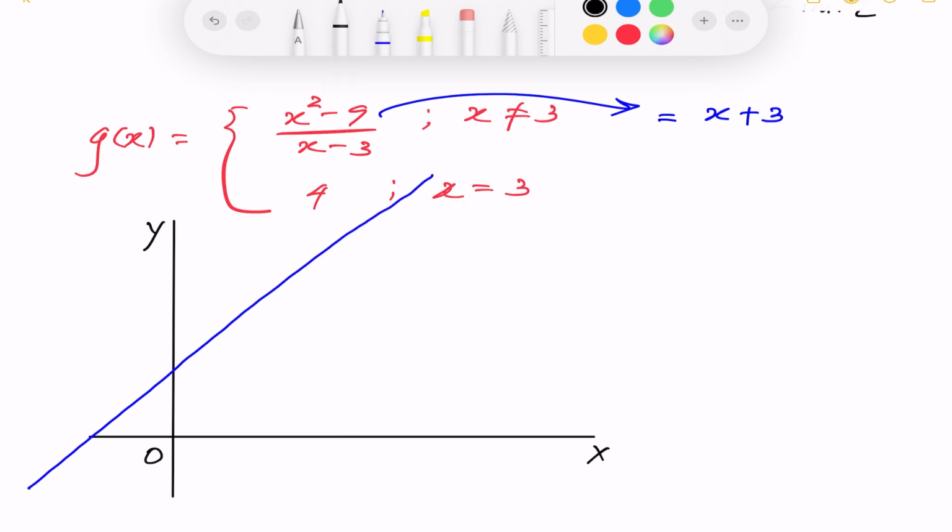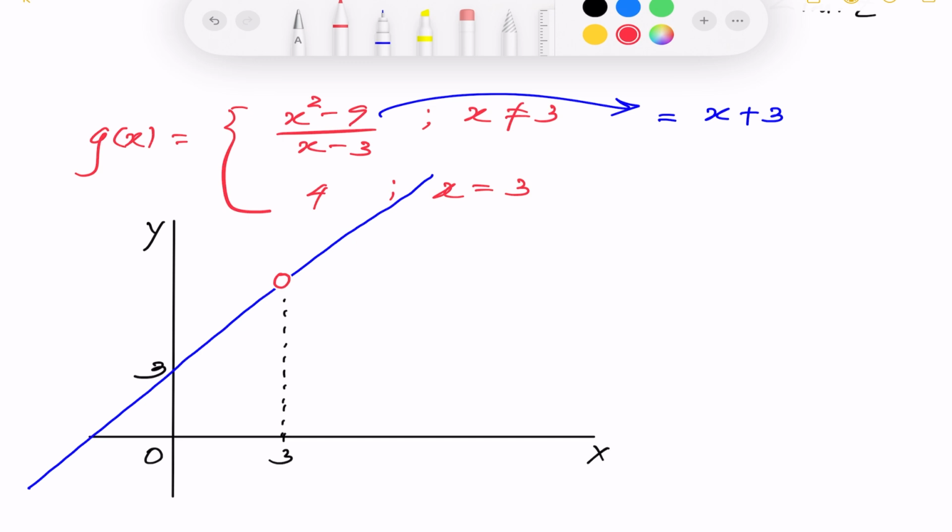And the point right here is equal to 3. But it is not defined when x is equal to 3. Therefore, at x equals 3, that point should be dropped from that straight line. All right, let's say 3 on the x-axis is somewhere here, and the corresponding y value should be dropped from the graph. So I will go ahead and erase this point and show an open circle.